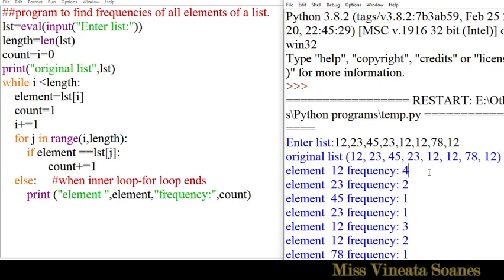I repeat, we will store this 12 since it has crossed 1, so we will store it in a list, a different list.